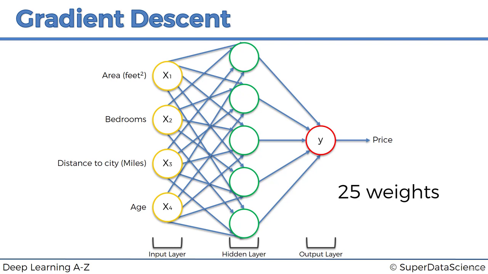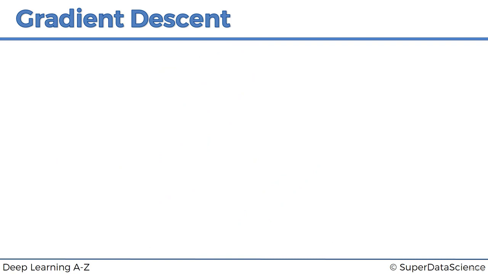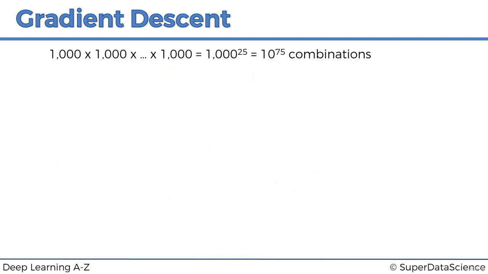And let's see how we could possibly brute force 25 weights. It's a very simple neural network right here, just one hidden layer. How could we brute force our way through a neural network of this size? Well, let's do some simple mathematical calculations. We have 25 weights, so if we test 1,000 combinations for every weight, the total number of combinations is 1,000 to the power of 25, or 10 to the power of 75 different combinations.